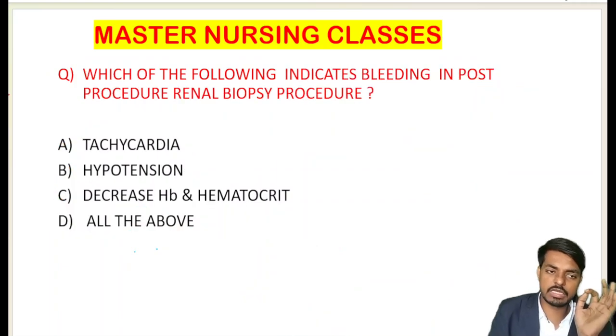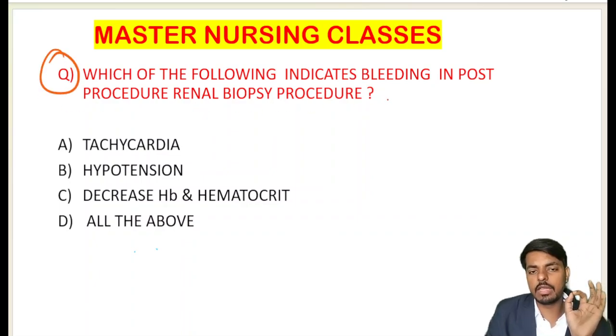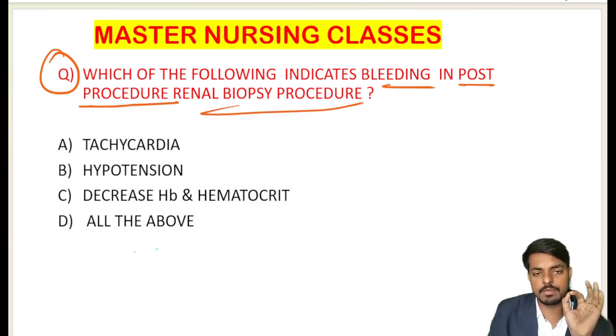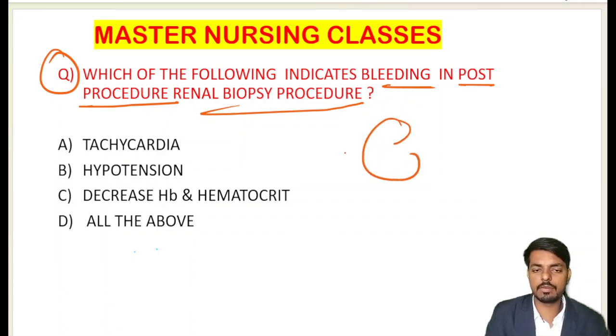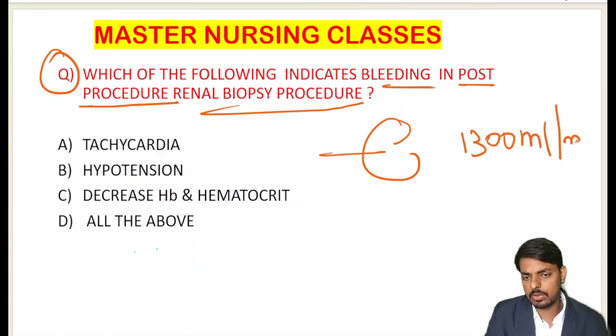Here is the next question. Which of the following indicates bleeding in the post-procedure renal biopsy? So what is happening here? The procedure we did was for taking a biopsy from the kidney. After taking the biopsy, as all of you know, the kidney receives a supply of 1300 ml per minute from the aorta.